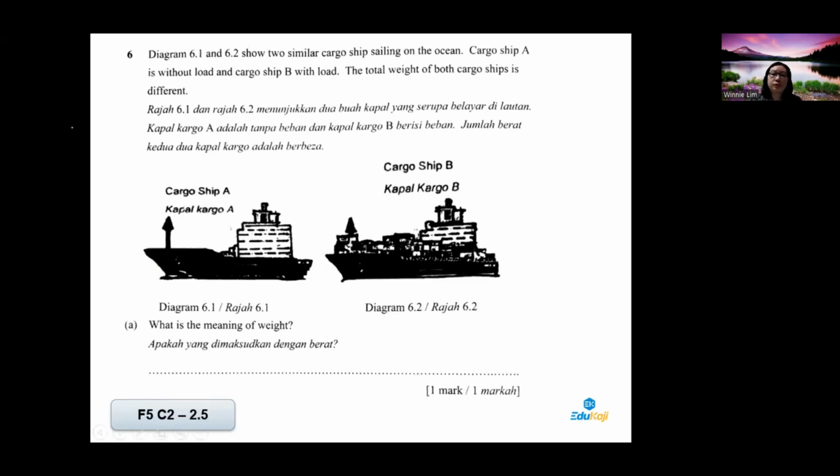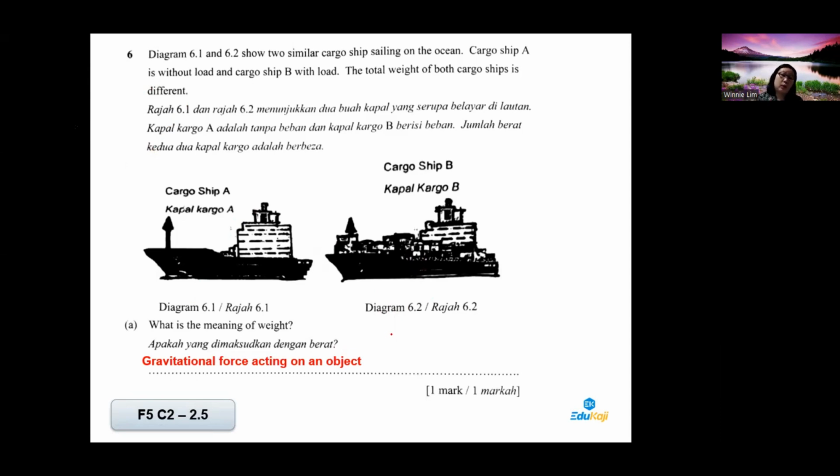Number 6. Diagram 6.1 and 6.2 show two similar cargo ships sailing on the ocean. Cargo ship A is without load and cargo ship B is with load. The total weight of both cargo ships is different. What is the meaning of weight? The simple definition for weight is the gravitational force acting on an object. So weight is gravitational force acting on an object.